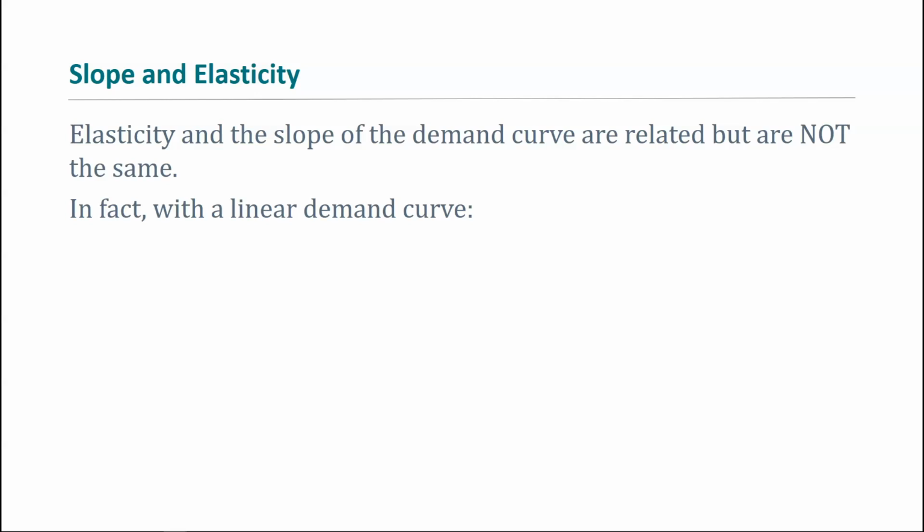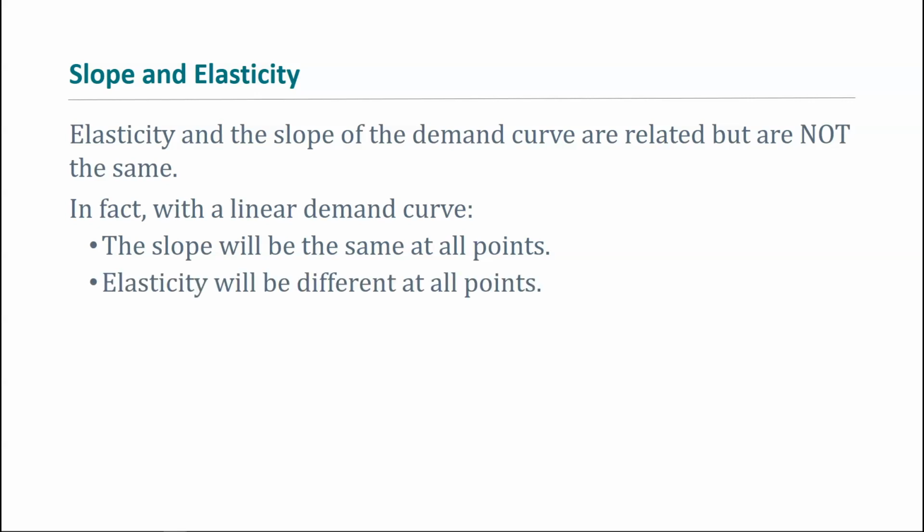In fact, as long as we're talking about a linear demand curve, which is the only type of demand curve we will discuss in this course, the slope is the same at all points. This is the definition of a line from your algebra class. It always has the same slope. Y equals mx plus b. That m is the slope of your line no matter where you are on the line. The slope is always the same. That's the definition of a straight line. But, as we will see, elasticity is not the same everywhere along the line.